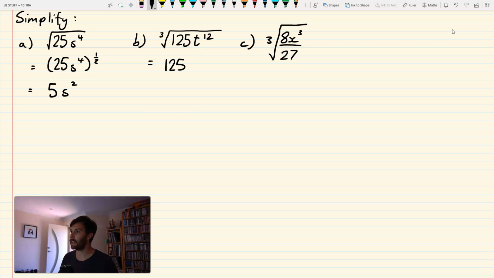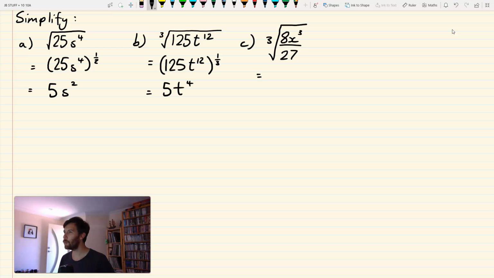Okay, and for the penultimate question, we've got 125t to the power 12, and we're finding the cube root of the whole thing. So I'm going to raise that to the power 1/3. Cube root of 125 is 5, and then t to the power 12 multiplied by 1/3 is t to the power 4. So using one of my index laws for that one.